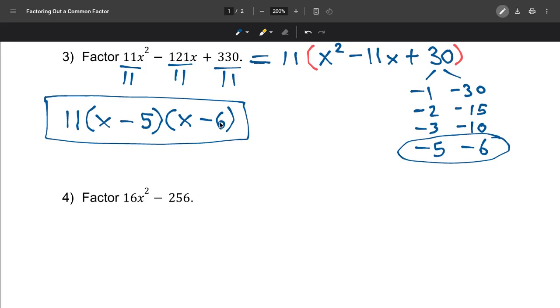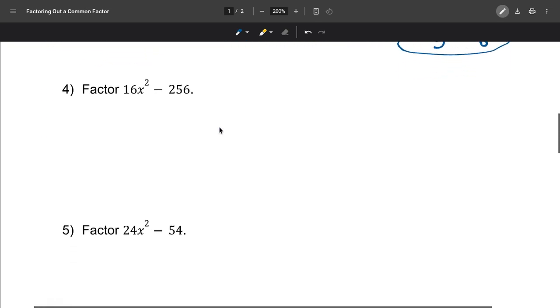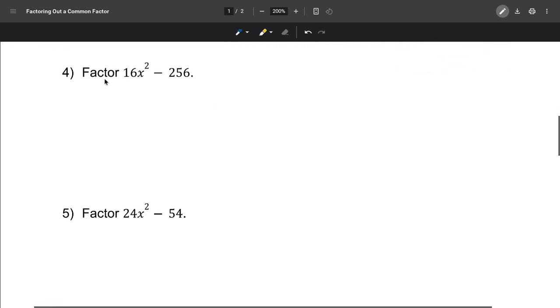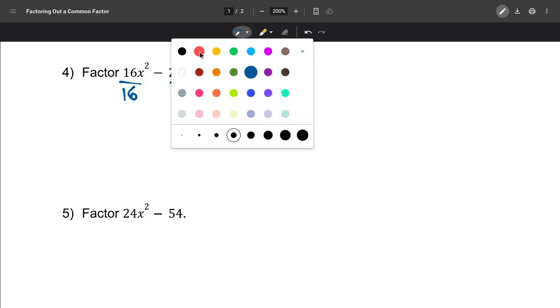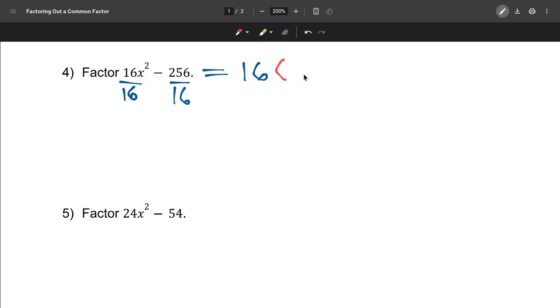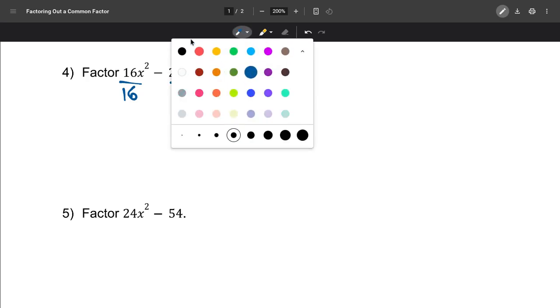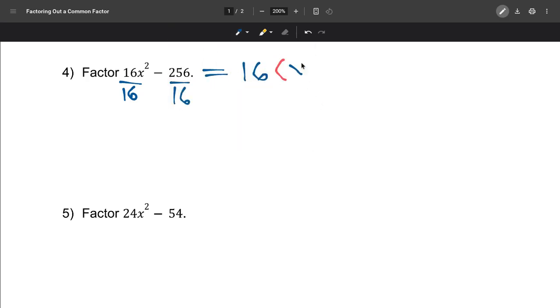All right, let's look at this next one. So problem 4 here. We're going to factor 16x squared minus 256. Both of these are divisible by 16. So I'll factor out a 16 here. This is going to equal 16 times x squared minus 16, because 256 is 16 squared. So divide 256 by 16, you get 16.